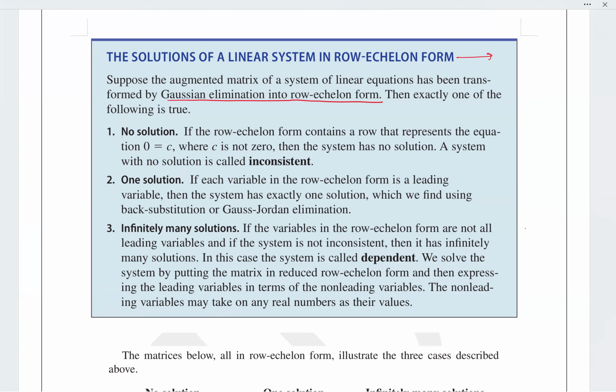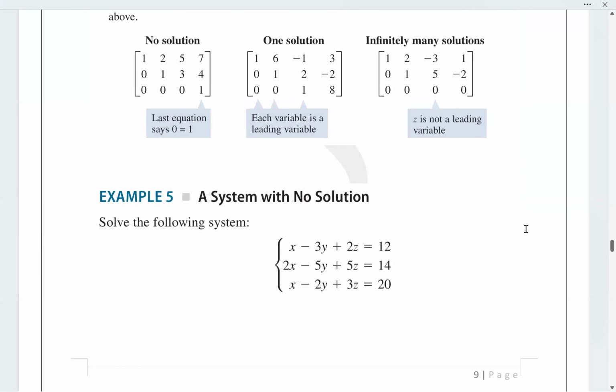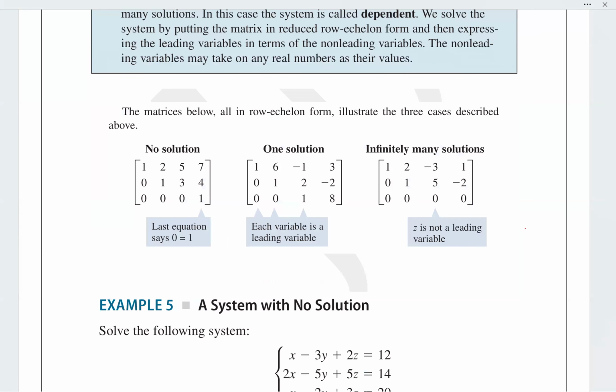How do you know? There will be no solution if the row echelon form contains a row that represents the equation 0 equals C, where C is not 0. In that case, we say that the system is inconsistent. So let me just show you this figure here. For example, if after you convert the augmented matrix to an echelon form, you arrive at something like this, what does it mean? Remember, this is our constant. So this is in echelon form.